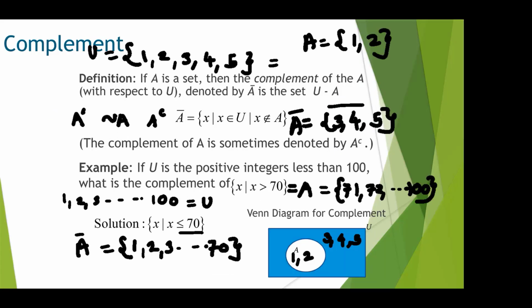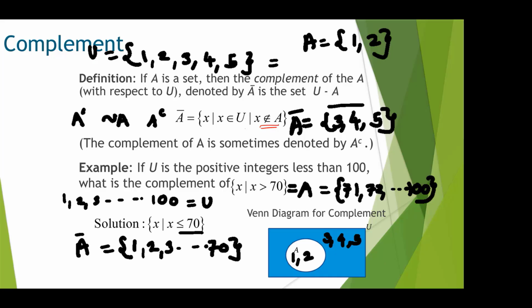Now, another definition is complement. So again, depending upon our universal set, the elements of set A are there, and then whichever elements are not part of A, those are called the complement. So for all x, where x is part of the universal set but it is not part of A, such elements are called the complement.